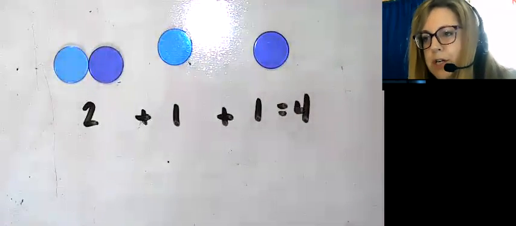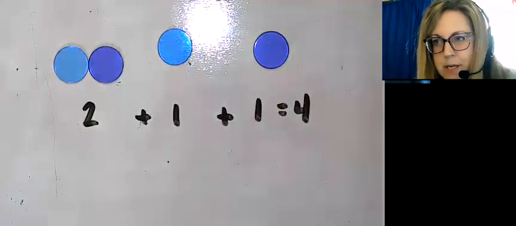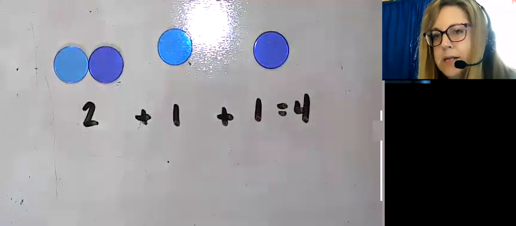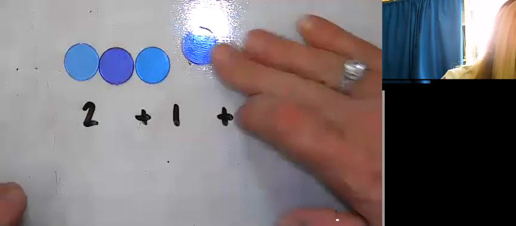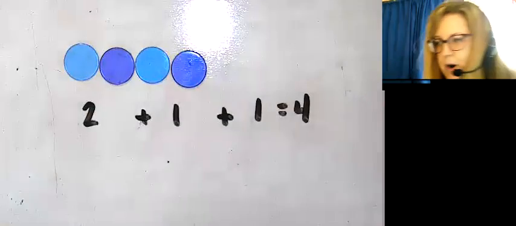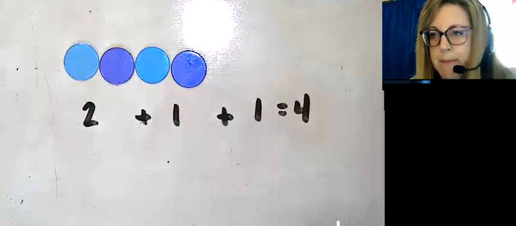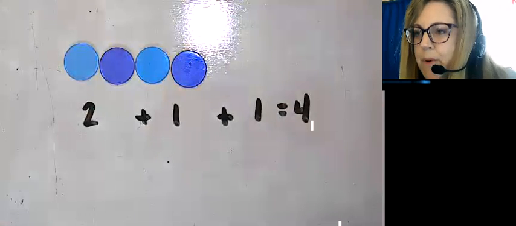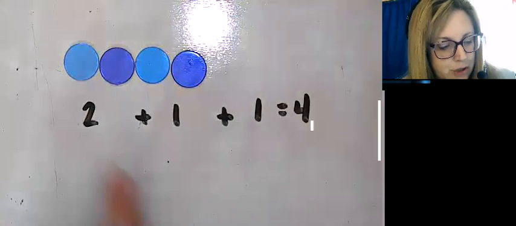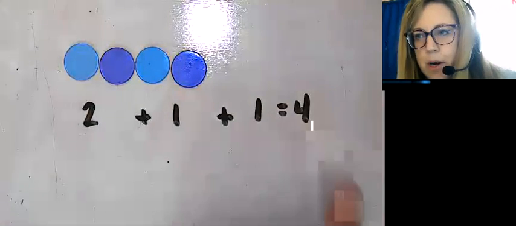In multiplication, we do things just a little bit different. As we've talked about in the past, we're actually adding groups of numbers. So I would put all of this together and say this is one group of 4. To demonstrate that, I'm going to tape these together, and that will be one group of 4 instead of 2 plus 1 plus 1 equals 4.